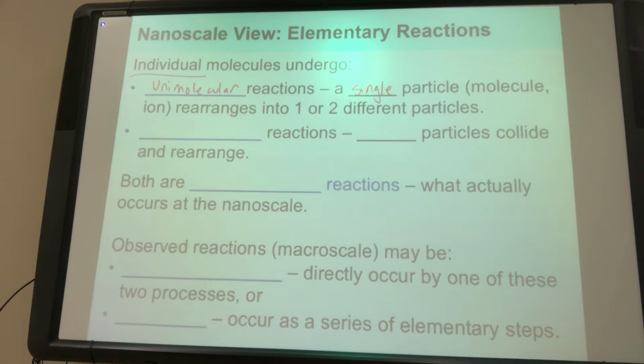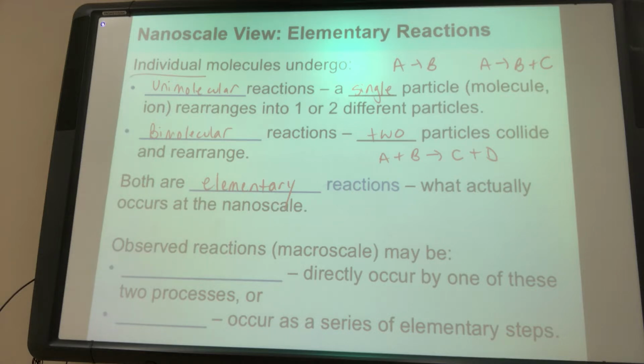Or it could be a bimolecular reaction. So bimolecular reactions are where two particles collide and rearrange. So single would be A going to B, or A going to B plus C. This would be where you start with A plus B, and this could go to just one thing, like C, or it can go to C plus D, where it rearranges, something like that. Both of these types of reactions are what we call elementary reactions.